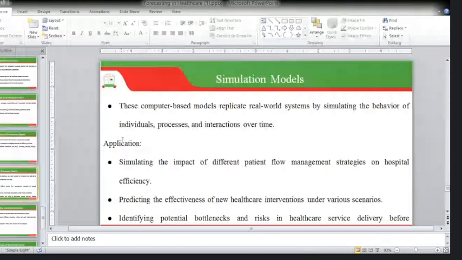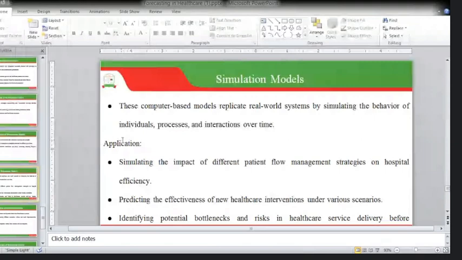Other methods that we can use are what we call the simulation methods or simulation models. And we are saying that they are computer-based models. These models are going to replicate real-world systems by simulating the behavior of individuals. The places where we use models are when we want to check the impact of different patient flow. So we are looking at the patient flow and how we can manage that.